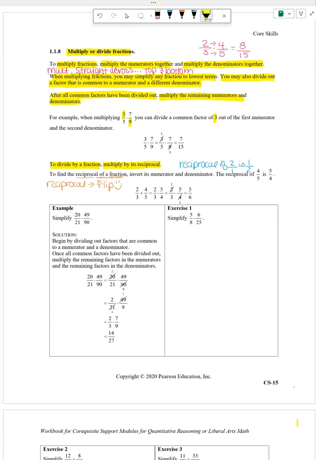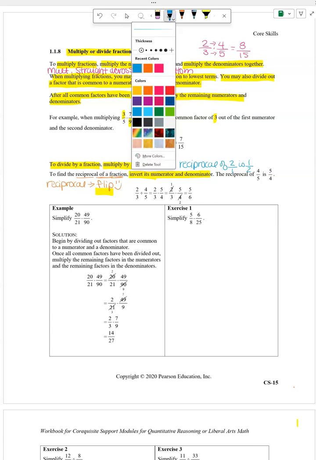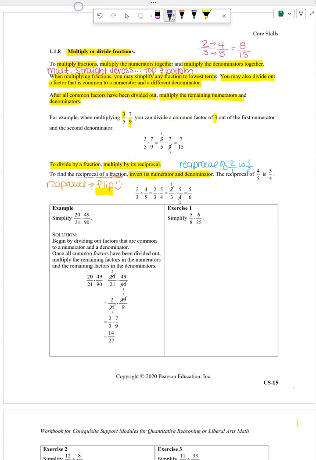Alright, so to find the reciprocal, we invert the numerator and denominator, which simply means flip, okay? We like, as mathematicians, we like to make things sound harder than they are. Invert its numerator and denominator means flip. So here is how we do division.